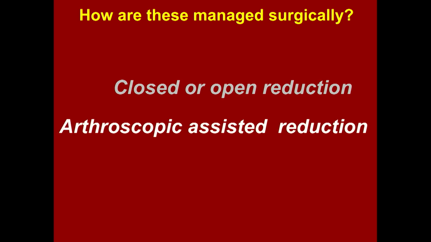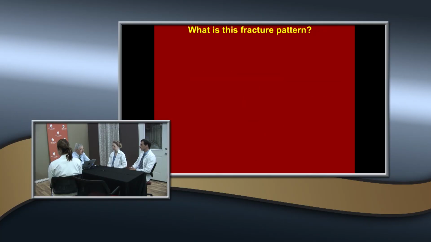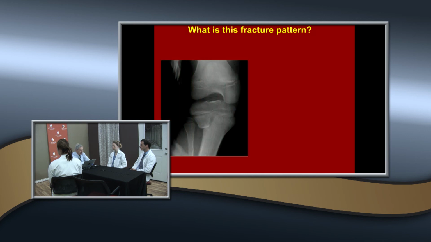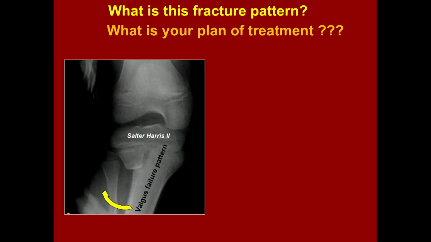Some people will do, since there's a Salter-Harris 3, the articular surface is involved, and you can either do an arthrogram, or some people will do an arthroscopic assisted reduction. And the fixation is what? What are you going to use? For a Salter-Harris 3, you could do the transepiphyseal screws. That's right.